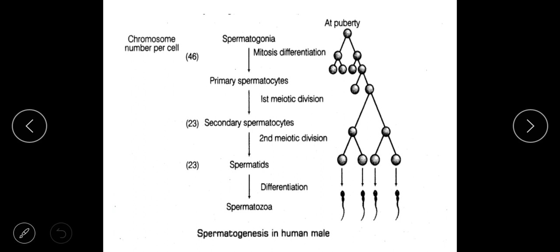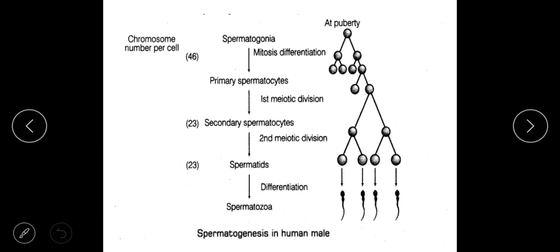Now this is the flow chart which is showing the spermatogenesis. Spermatogenesis, again I am repeating, that is the formation of the sperms in the testis. Now how is it happening? Please see inside the seminiferous tubule. I have told you they are the male germ cells as well as the Sertoli cells.